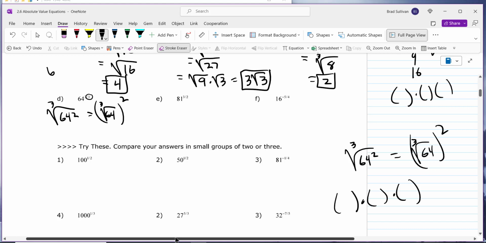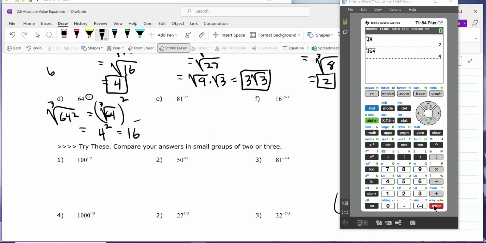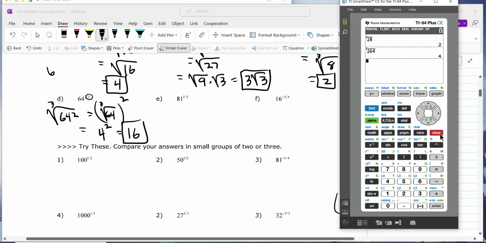That's 4. If you don't know, you're going to run into times when you're going to need to use your calculator. So again, if you go math, option 4 is where you find the cube root. And if you put in 64, that's going to give you 4. Okay? So you would end up getting 4 to the second power, which is 4 times 4, so that's equal to 16.